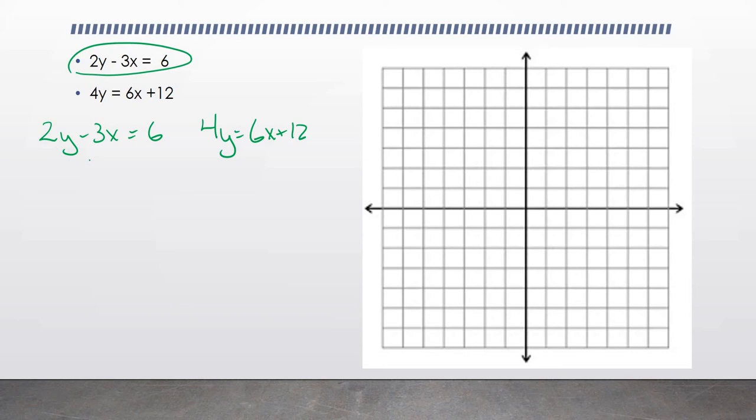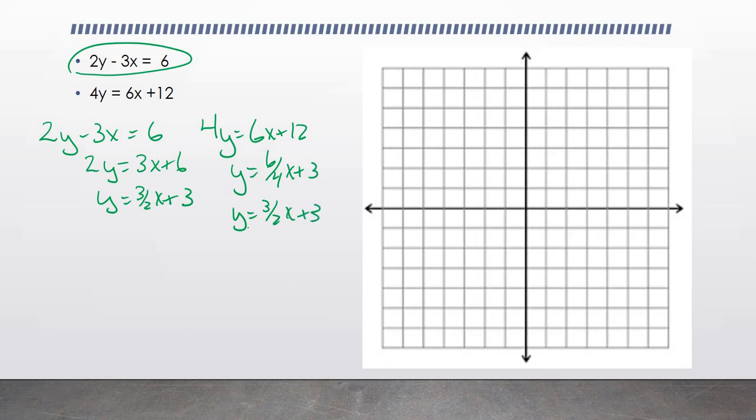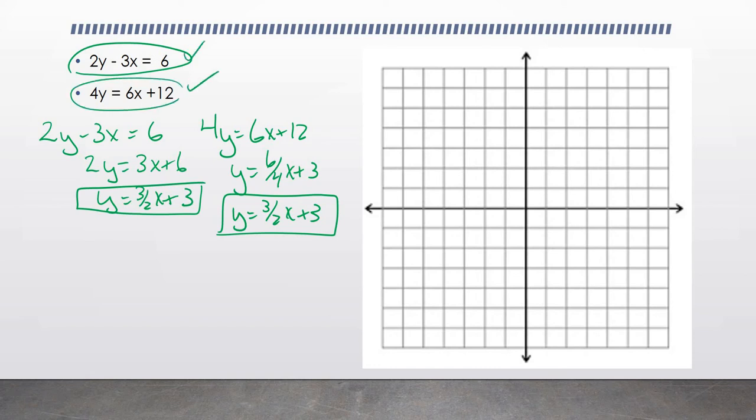Okay, I'm going to go ahead and use my equations by adding 3 to both sides, dividing everything by 2. Here I'm going to divide everything by 4 and simplify my slope. And I hope that you can see that these two lines are the exact same line. Even though they looked different up here, once I simplified them, they're the same line.